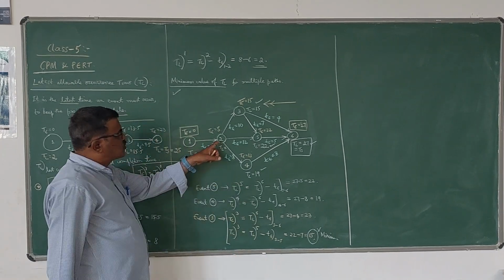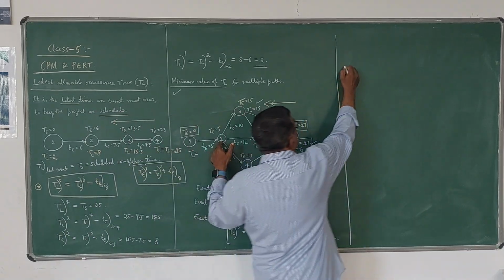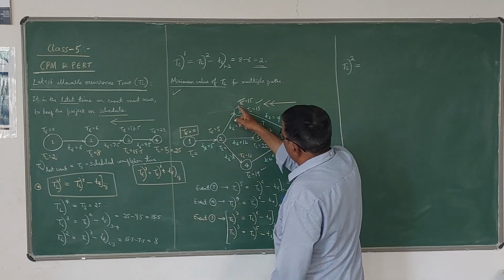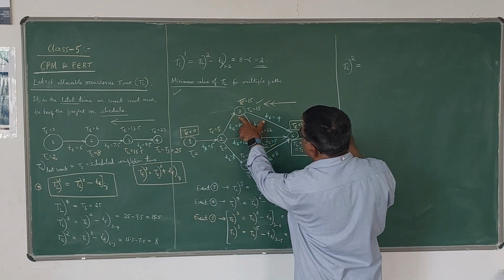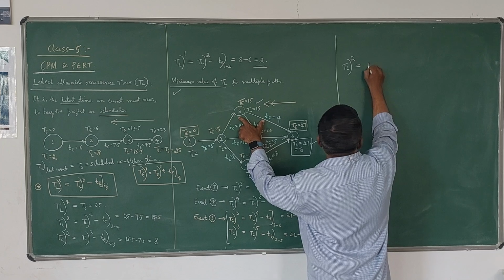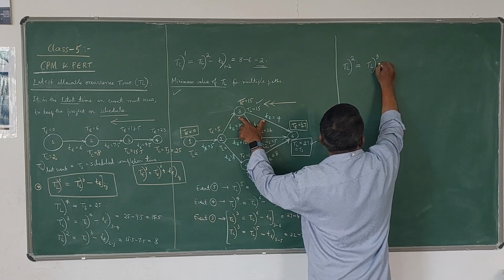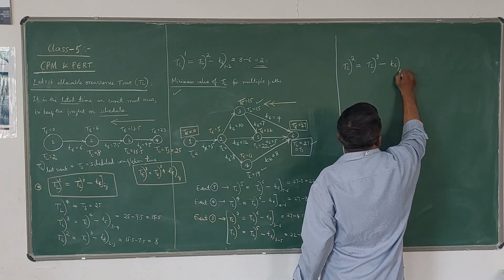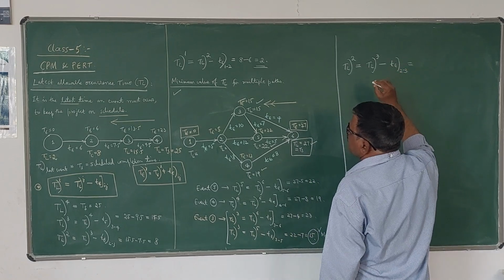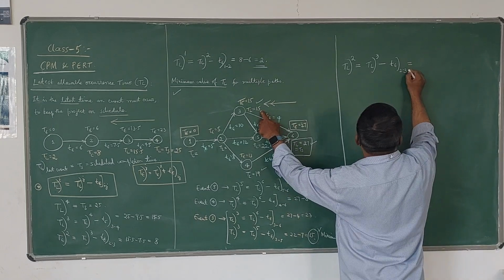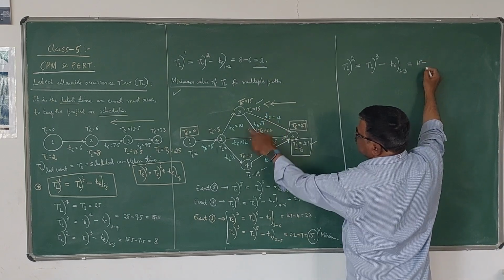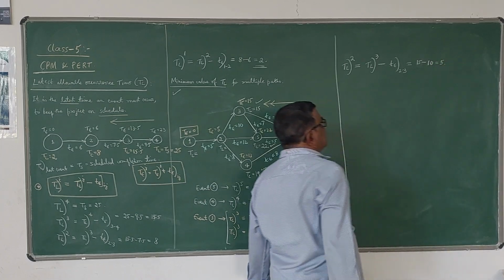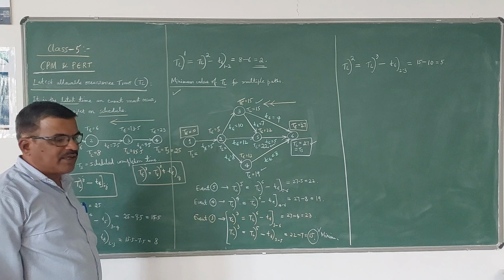Once again for event 2, if you want T and 2, only one arrow is coming to 2. So the successor event is 3 here. So we have to take TL of 3 minus T of 2, 3. TL of 3 is 15. 15 minus 10, so it is 5. Latest time for event 2 is 5 days.